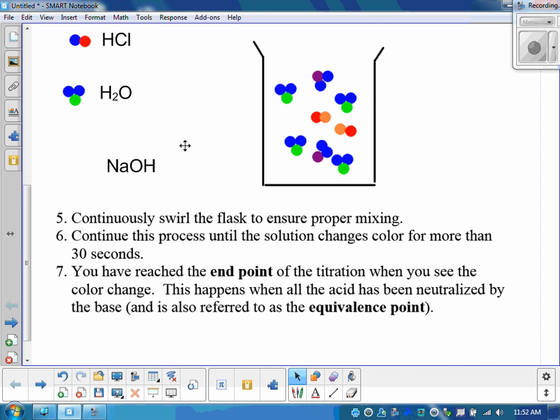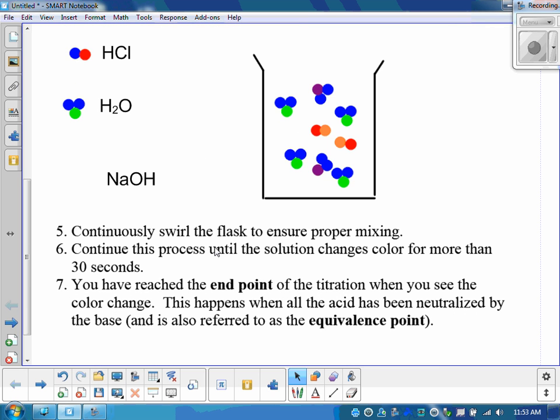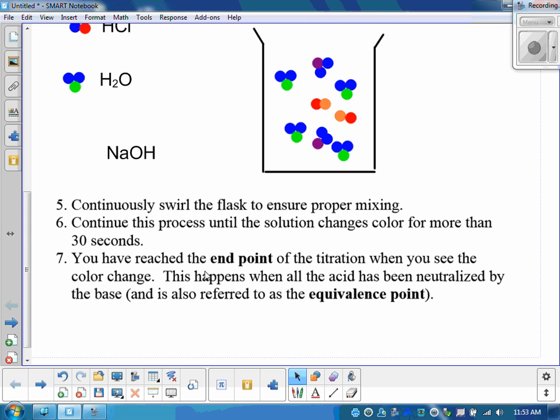We'll go over this, right? We were putting in our base, swirling it around to make sure this process happens, that the hydronium ion finds that hydroxide ion so that they bond together and form water and form salt. And so we continue swirling that flask every time we put in our base. And then at some point, we're going to get a color change. When that color change happens, we're going to assume that this is neutralized. Now with phenolphthalein, it's actually going to be slightly basic, but that's the best we can do with phenolphthalein.